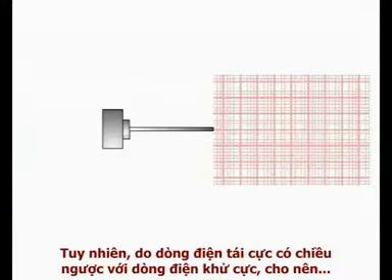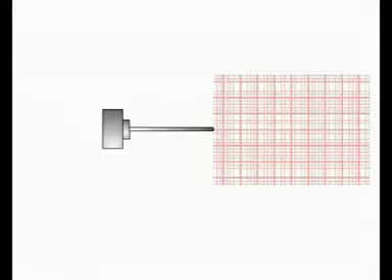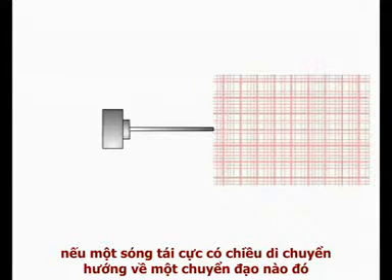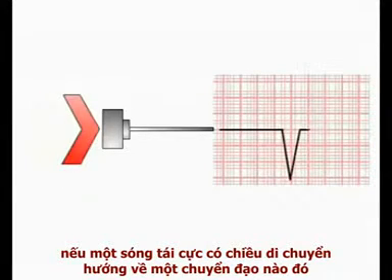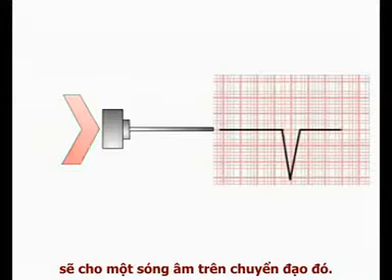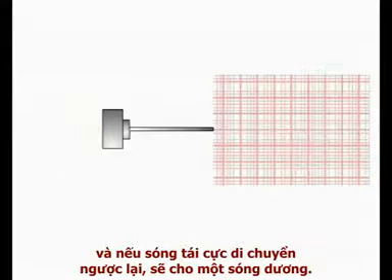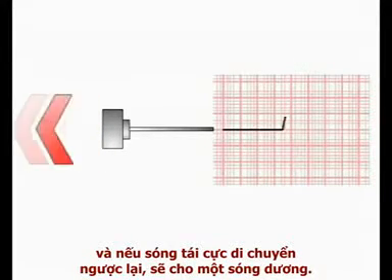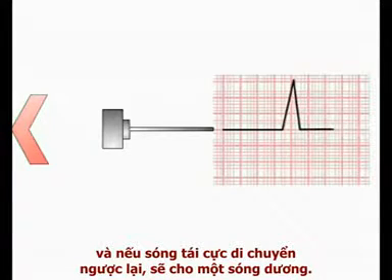negative deflection. In contrast, repolarizing current has the opposite polarity to depolarizing current. Therefore, repolarizing current moving towards a lead produces a negative deflection on the paper, while repolarizing current moving away from the lead produces a positive deflection.